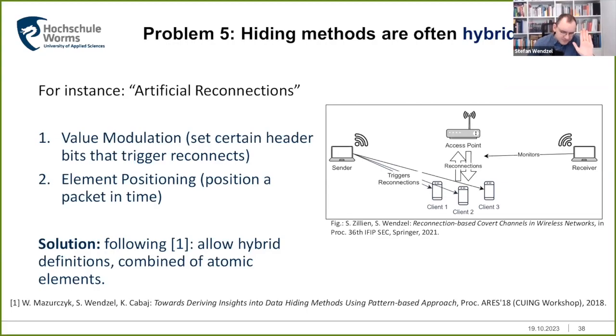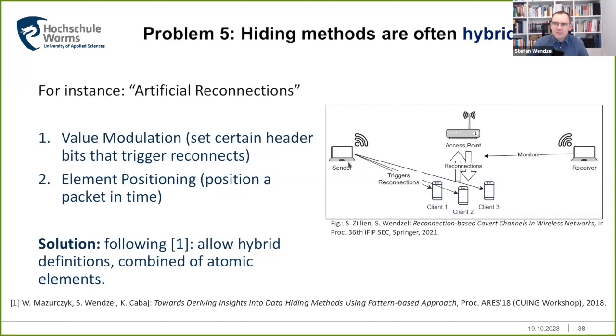I will give you a few examples for different domains in a moment, but first, there are more problems. Problem number 5. Some patterns are hybrid ones. For instance, the sender does something different than the receiver to send or receive the secret information.